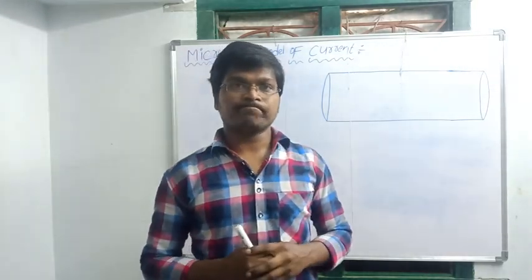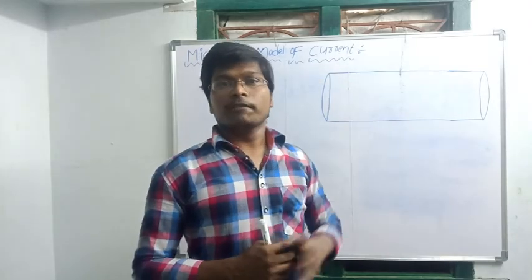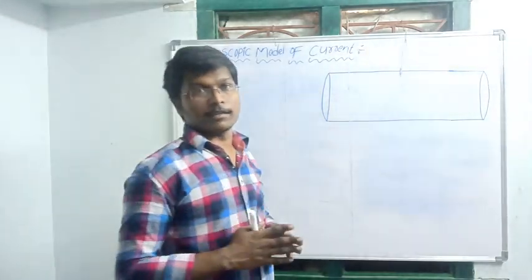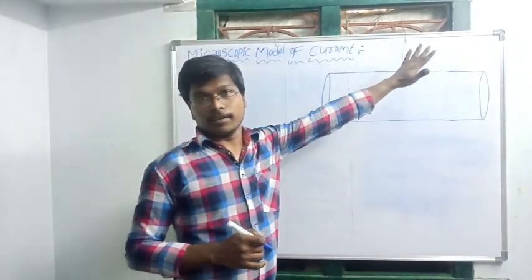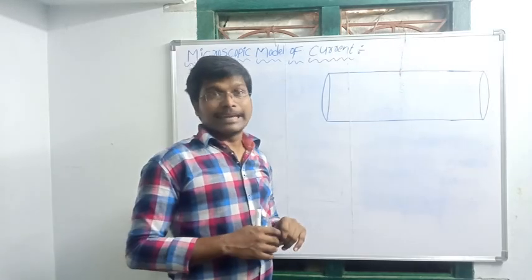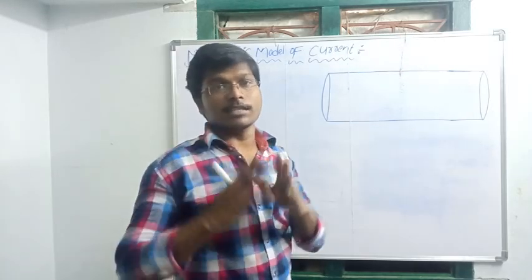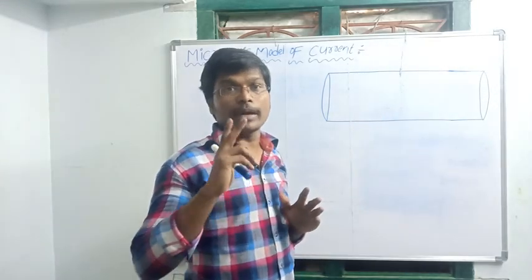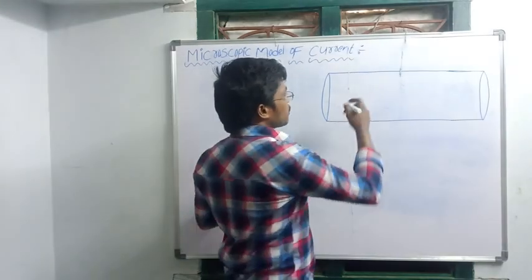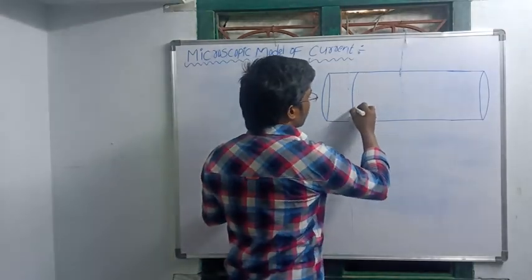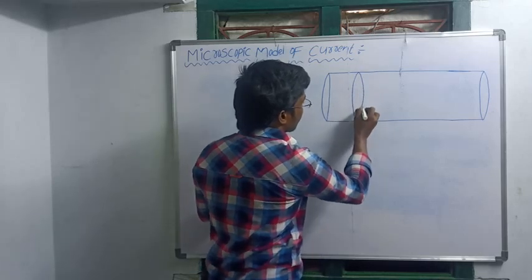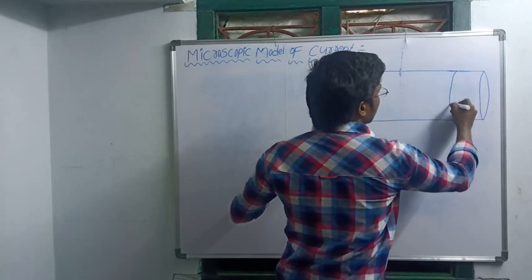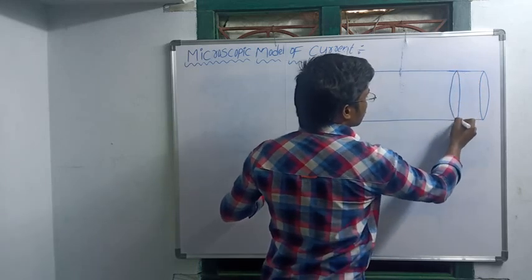So, first one is the microscopic model of current. First of all, let us consider a conductor. In this conductor, take two areas of cross section. Suppose this is an area of cross section, and this is another area of cross section.